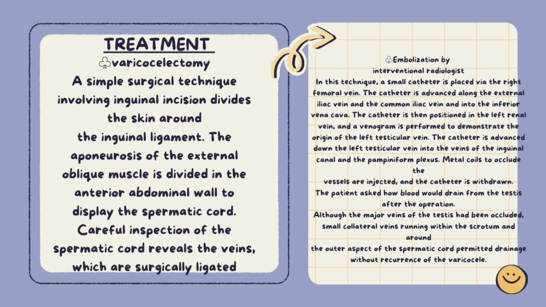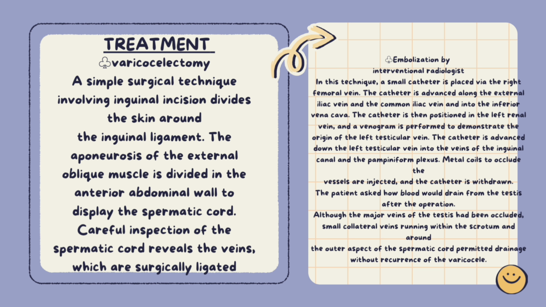Embolization by an interventional radiologist. In this technique, a small catheter is placed via the right femoral vein. The catheter is advanced along the external iliac vein and the common iliac vein and into the inferior vena cava. The catheter is then positioned in the left renal vein and a venogram is performed to demonstrate the origin of the left testicular vein. The catheter is advanced down the left testicular vein into the veins of the inguinal canal and the pampiniform plexus. Metal coils to occlude the vessels are injected and the catheter is withdrawn.